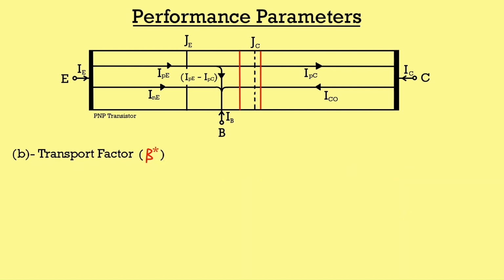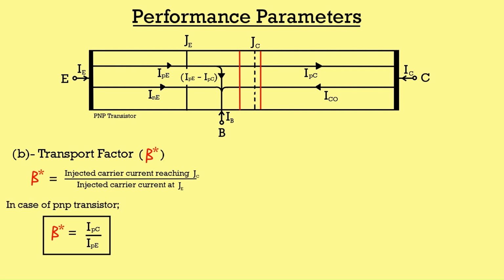The second performance parameter is transport factor. Transport factor is defined as injected carrier current reaching collector junction divided by injected carrier current at emitter junction. Therefore, transport factor is equal to whole diffusion current reaching collector divided by whole diffusion current at emitter junction.